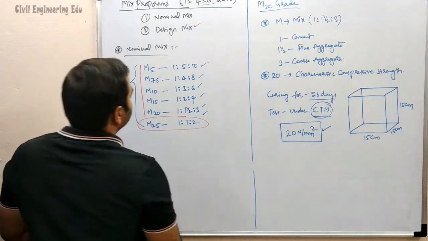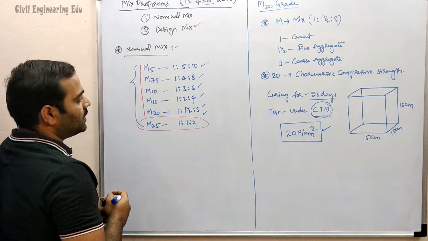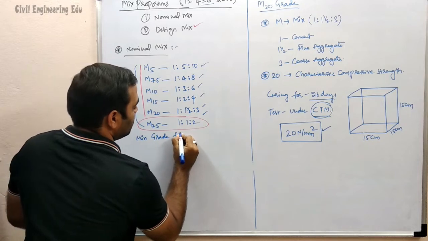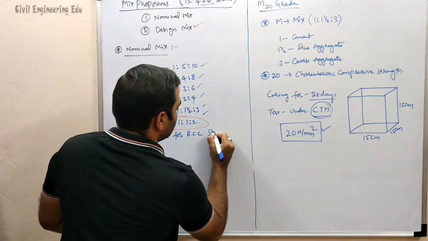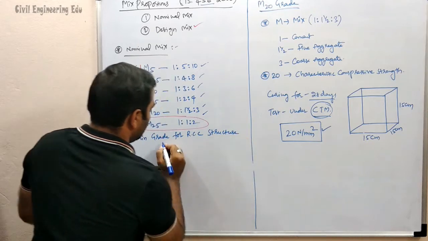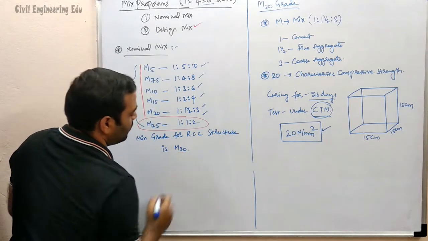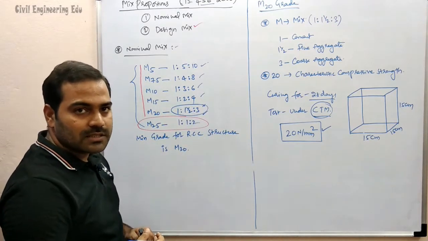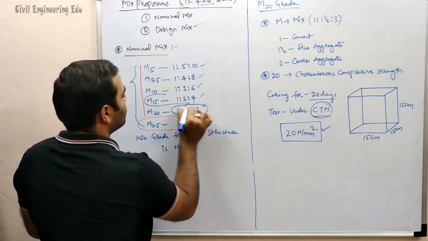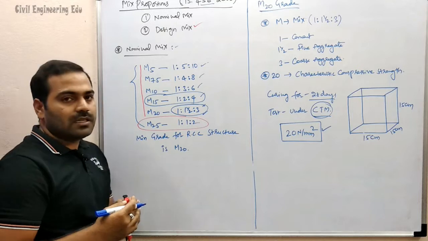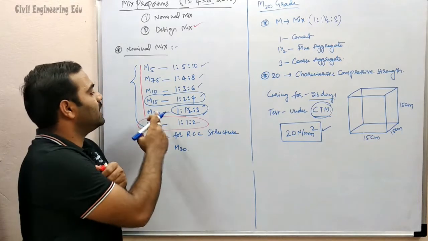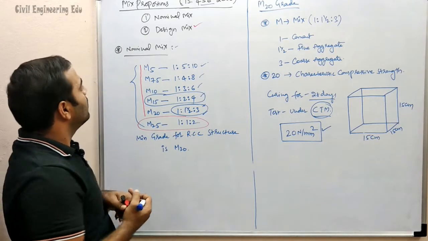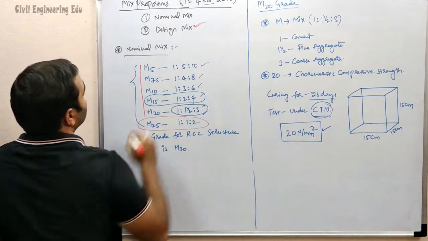So here let us see the minimum grade of concrete to be used for RCC. The minimum grade for RCC structure is M20 grade. So minimum we need to use this grade of concrete for RCC structures. In some cases we use M15 also, but where the strength required is very less. In that case we will use M15, but in most of the cases we use M20 grade of concrete only. So now let us go to design mix.